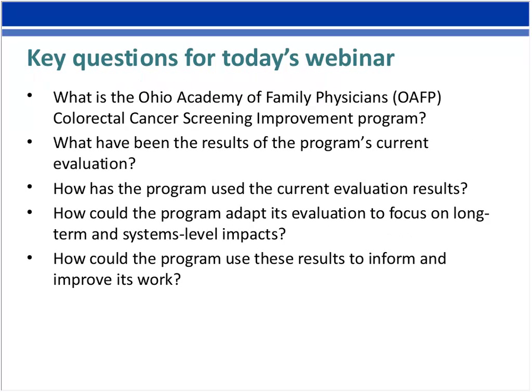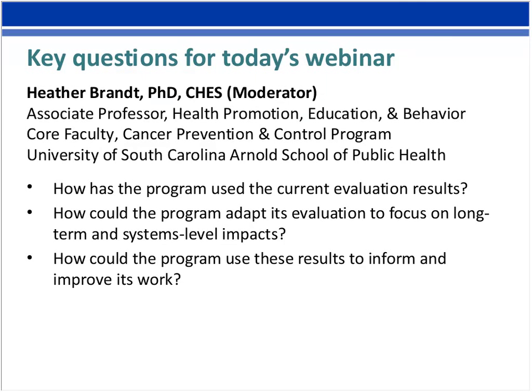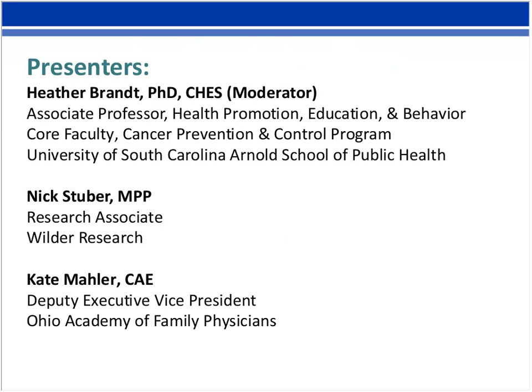With that focus in mind, I'm going to take you through some of these key questions. Looking at the program itself, what does the program entail? What have been the results of the current program and current evaluation? How has the program used the current evaluation results as a form of continuous quality improvement and feedback? How can the program adapt its evaluation to focus more on these system level changes, and how can the program use results to inform and improve its work? Hopefully along the way, all of us will be able to obtain additional information that will help inform our evaluation work.